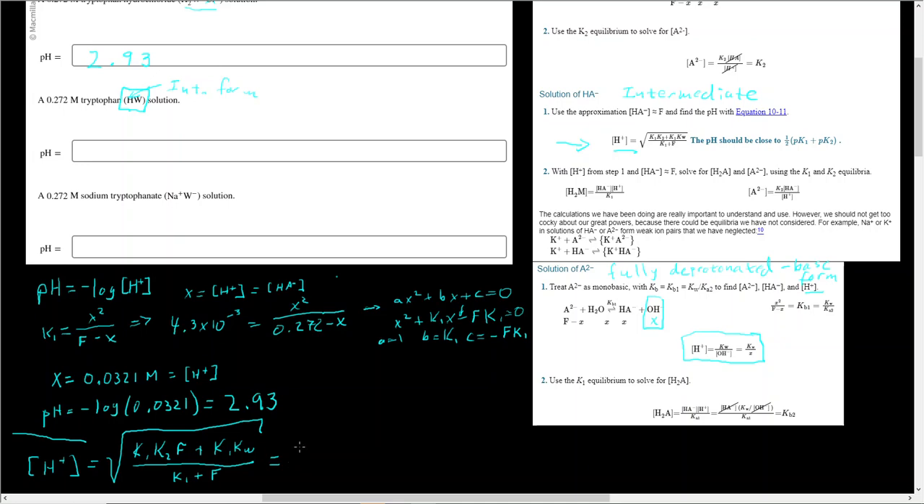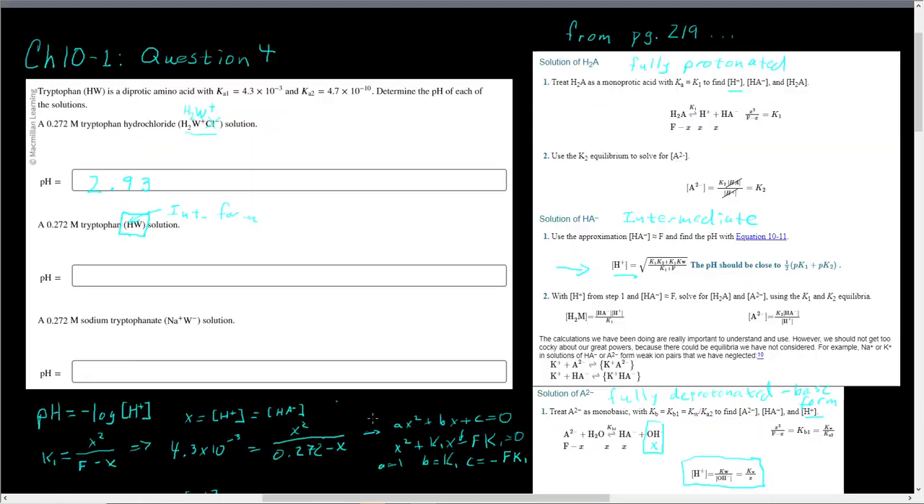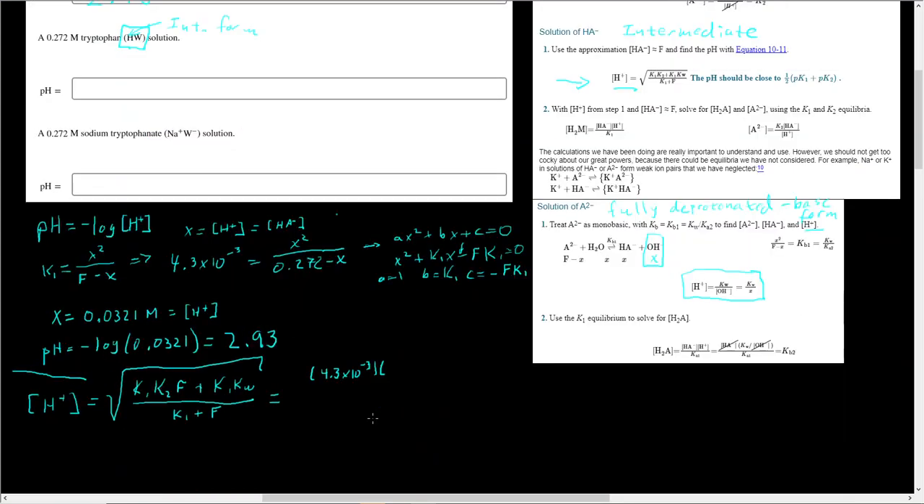So we just really need to plug in our numbers here. So we already know K1 is 4.3 times 10 to the negative third times K2, which is 4.7 times 10 to the negative 10th. You may have a different amino acid in your problem, but it's going to be worked exactly like this. And then times our formal concentration, which is 0.272 molar.